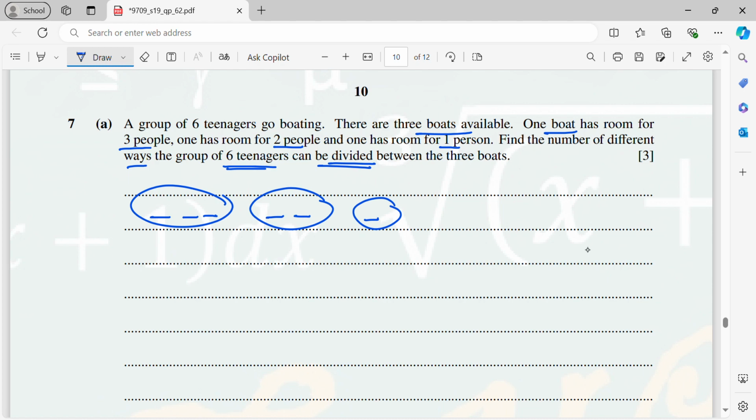Okay, so basically at first you have 6 person, right? So for the first boat, I will have to choose 3 from 6. So after you have chosen 3, left 3. But then from this 3, I have to choose 2 person for the boat 2. So it will be 3 choose 2. So left the last one, it will be just one way. Okay, then from here I will get 20 times 3 times 1, that is going to be 60 ways.